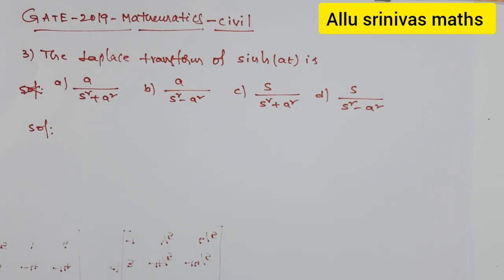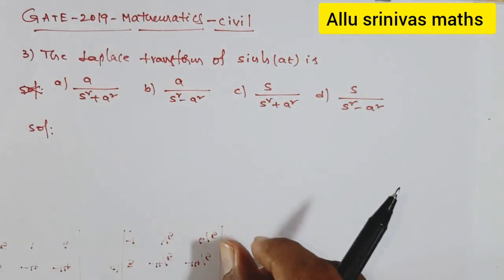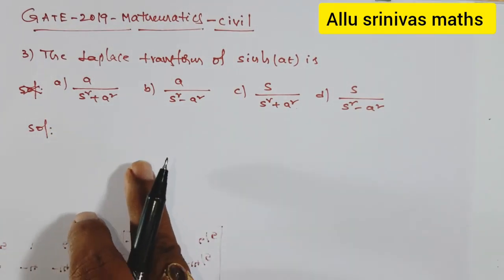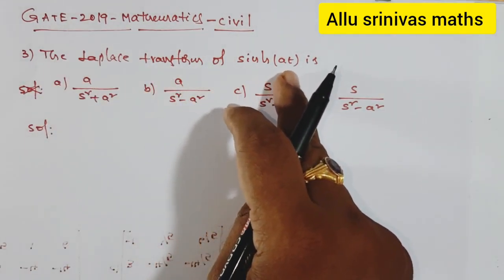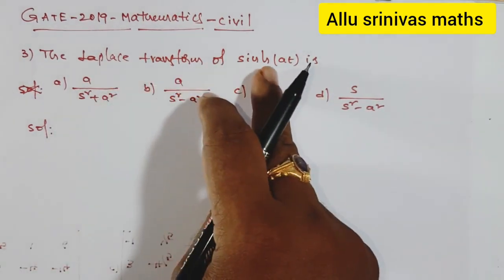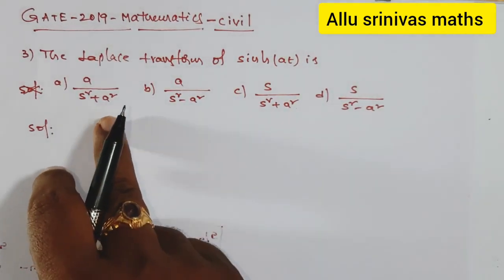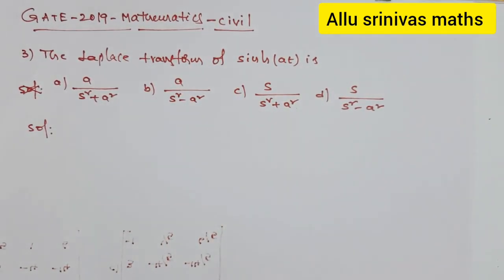Now we take another question in GATE 2019 Civil Engineering. Actually, every time they have one direct question. This time, in Laplace transform, the question is: the Laplace transform of sinh of at is. Actually it is the standard formula in Laplace transform. Which one is correct among these options?